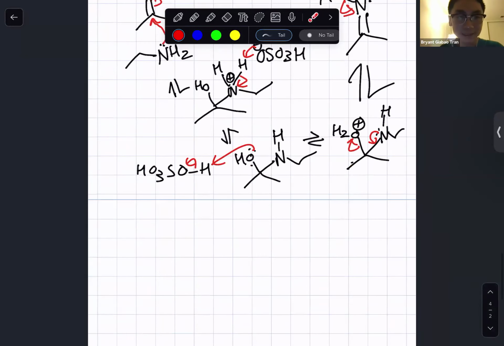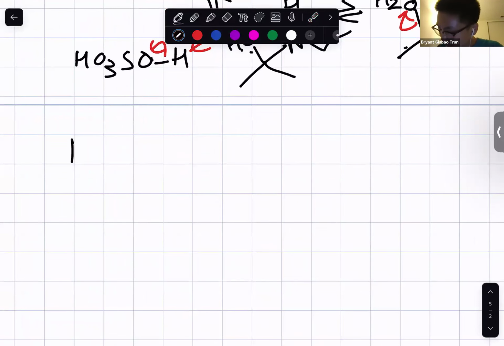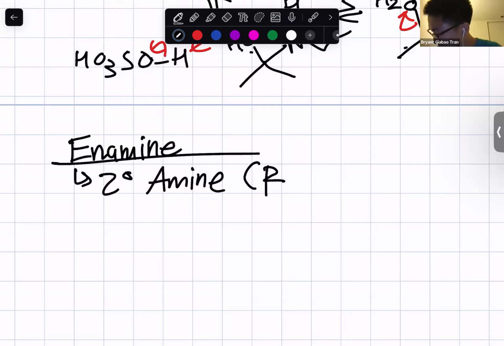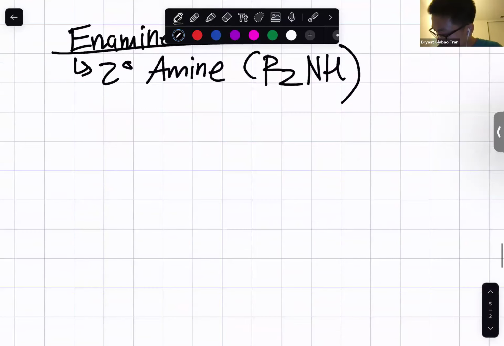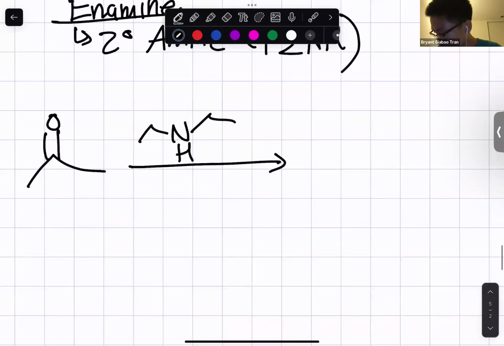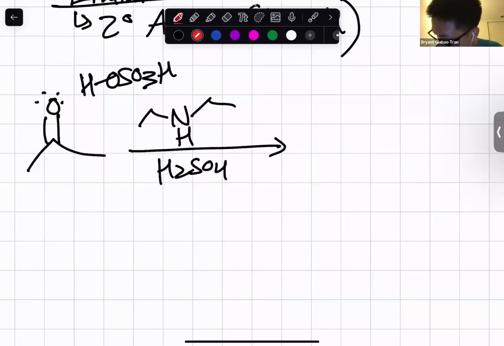Now let's go over the enamine because the enamine one is a little tricky at the end. For enamine, you need a secondary amine, which is R2NH. So let's say we have this carbonyl, and we have this secondary amine here in H2SO4 acid. First step, activate that carbonyl, make that into a strong electrophile.